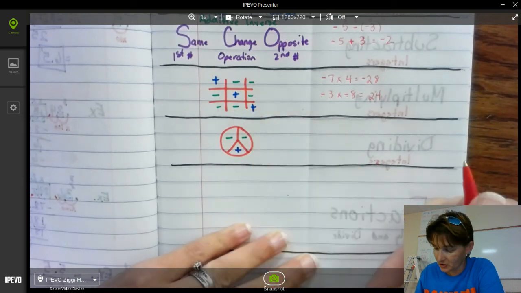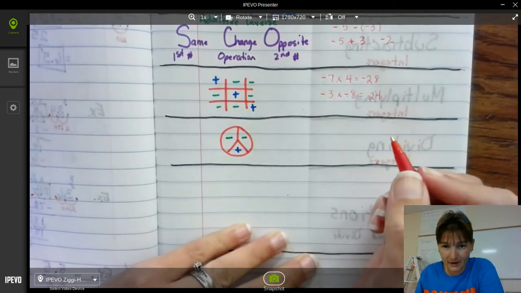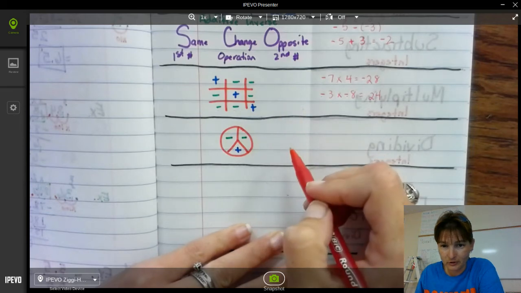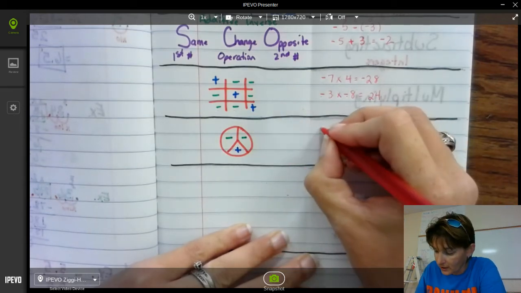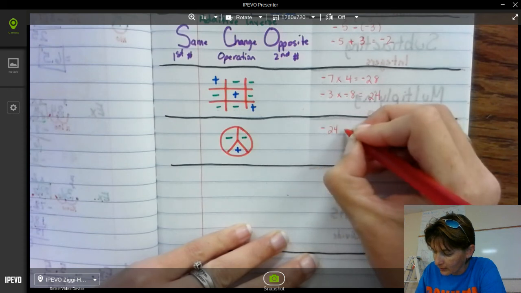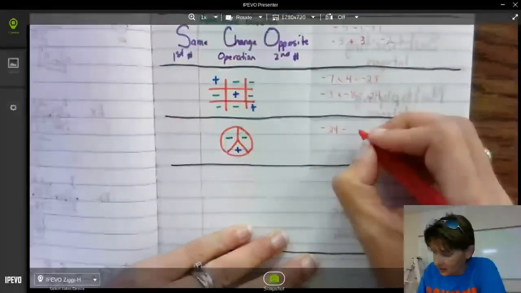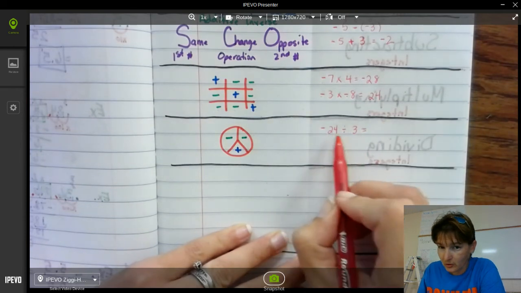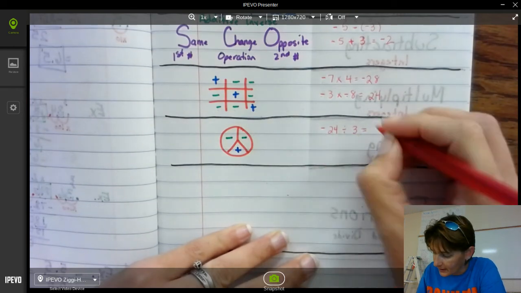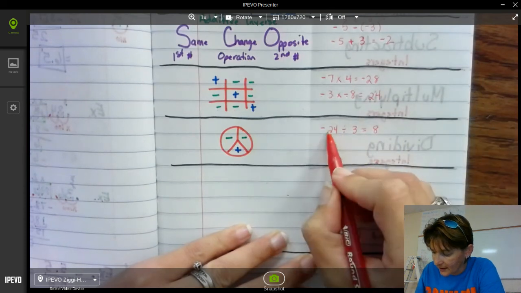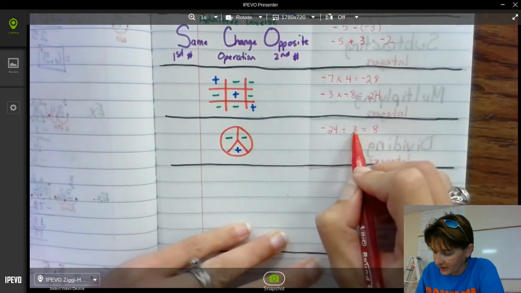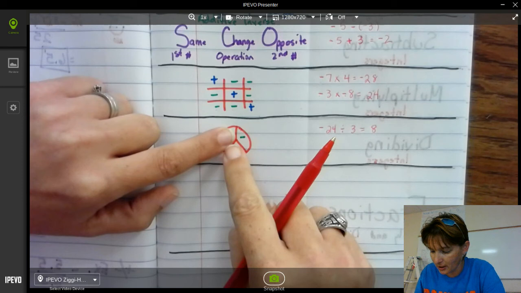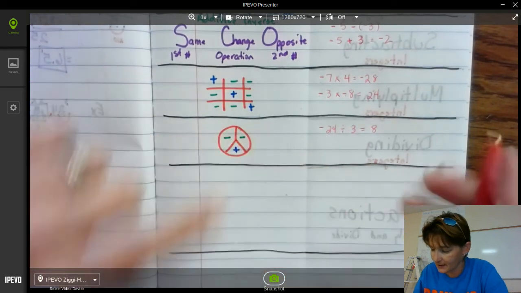All right, for division, we multiply and divide our numbers like normal. So if I have negative 24 divided by 3, okay, 24 divided by 3 is 8. A negative divided by a positive equals a negative.